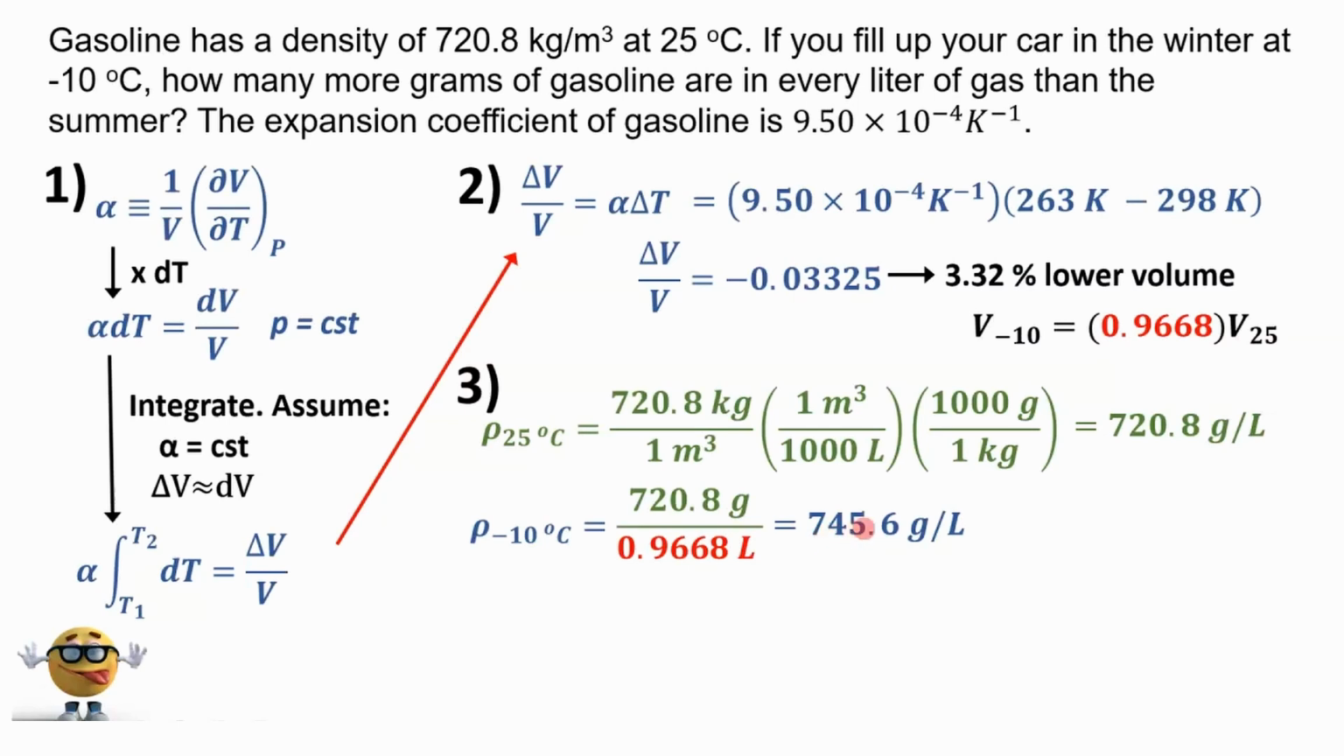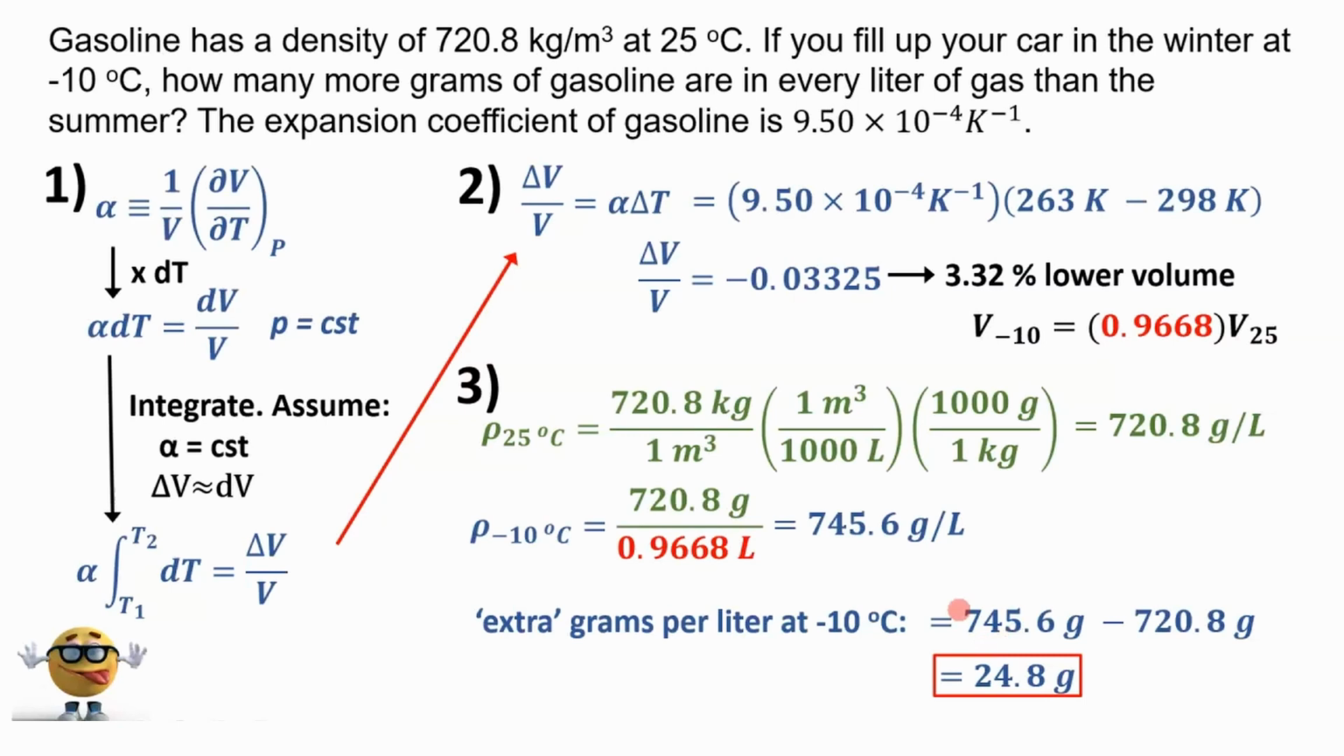Okay, so now we know how many grams there are in every liter. To find out how many more grams of gasoline are in every liter of gas, we take the difference. So the extra grams at negative 10 degrees Celsius is the final minus initial, 745.6 minus 720.8 grams. So gasoline at negative 10 degrees Celsius contains an extra 24.8 grams compared to gasoline at 25 degrees Celsius. So we get kind of more bang for our buck if they cost the same amount per liter.